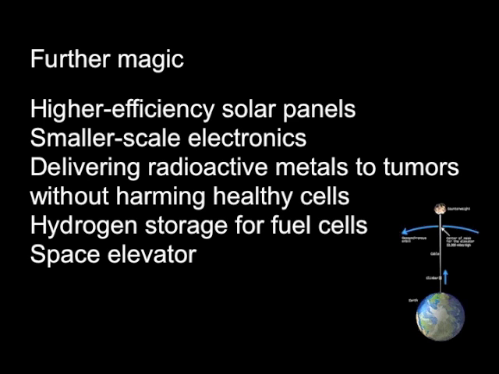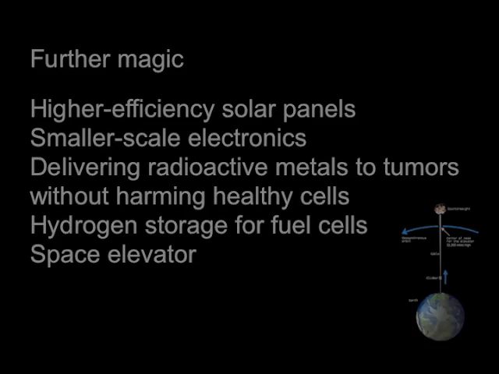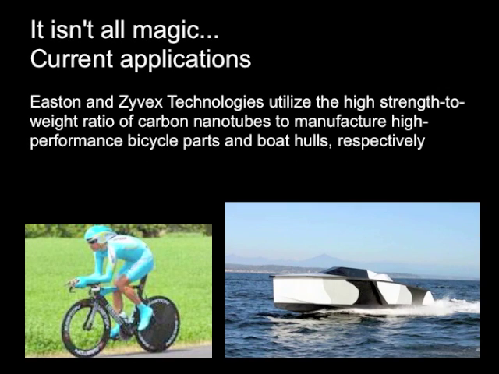So real quickly, some further magic. What we could do with fullerenes is potentially create higher efficiency solar panels, develop smaller scale electronics, deliver radioactive metals to tumors without harming healthy cells, create hydrogen storage for fuel cells, and maybe even create a space elevator. And thankfully it isn't all magic. Some of the current applications are definitely used by Easton and Zyvex. Both of them utilize the high strength to weight ratio of carbon nanotubes to manufacture high performance bicycle parts and boat hulls respectively.